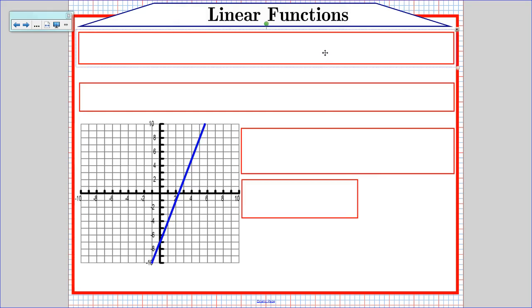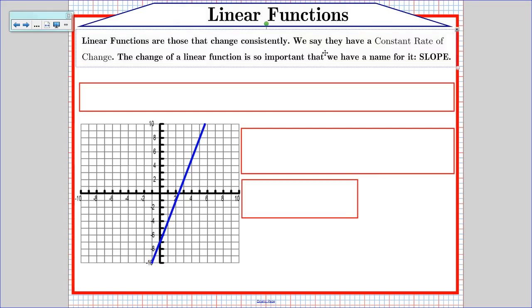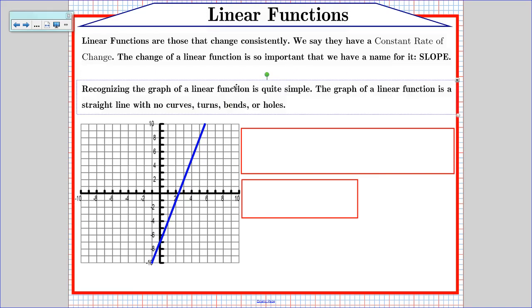A linear function is one that changes consistently. We say that they have a constant rate of change, and that change is so important that we gave it a special name. We call it the slope. That describes the change of the linear function. Recognizing the graph of a linear function is quite simple. The graph of a linear function is a straight line that has no curves, no turns, no bends, and no holes. So it should continue on forever.